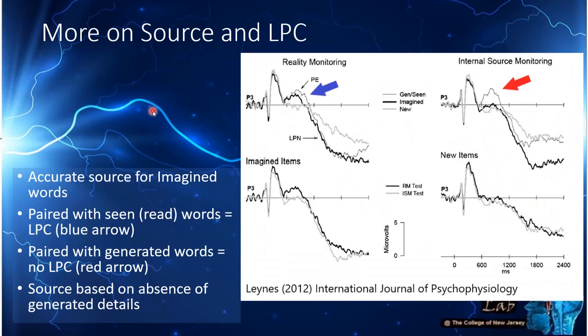Another thing to keep in mind is that you can also base your source judgment on the absence of information. So what we did in this study is there were imagined items, or imagined words in particular, across two different testing situations.